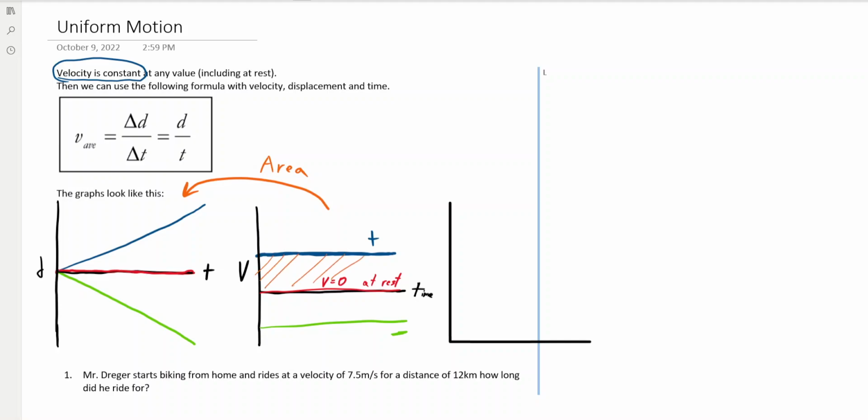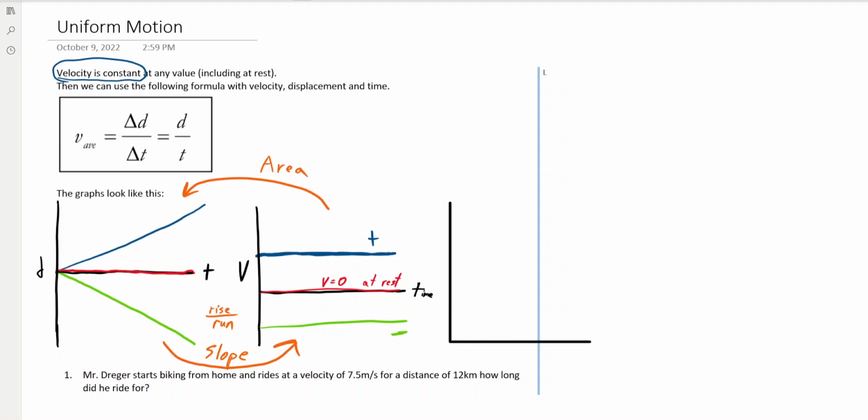If you look at the area in here, you can see that it's ever increasing, and so is the value of d here. And same thing with the green one. The area is always decreasing because it's going more and more negative, and so is the value of d here. Okay, so that is a good introduction. The other thing to note is that the slope of the displacement versus time graph gives us the velocity. Another way to say slope is to calculate using rise over run.